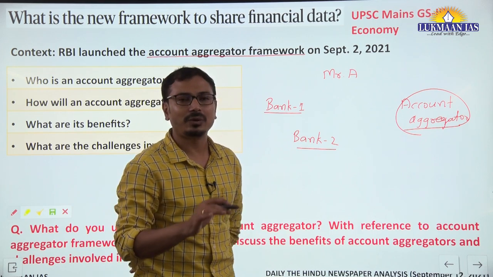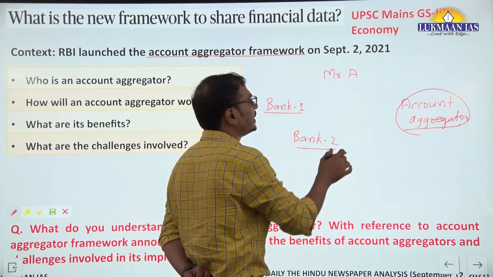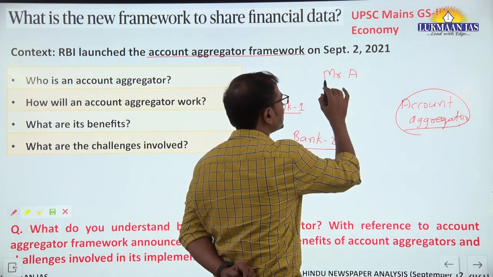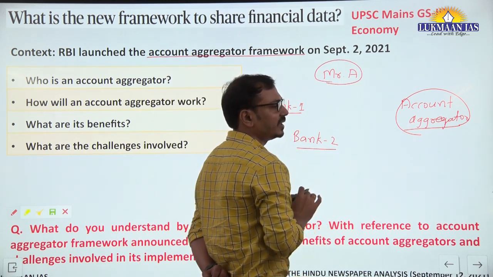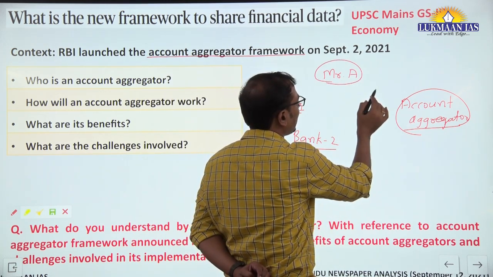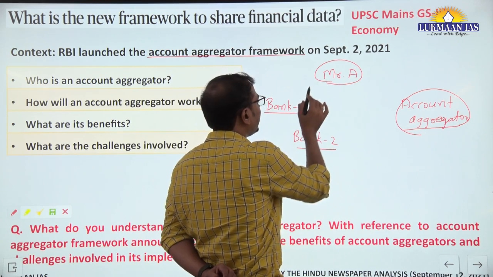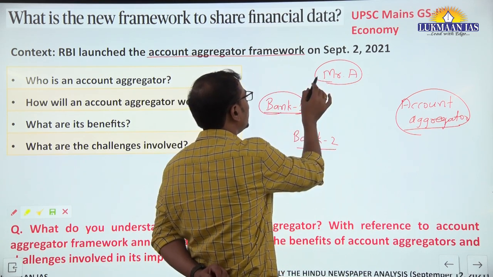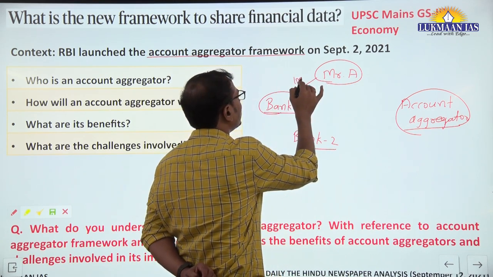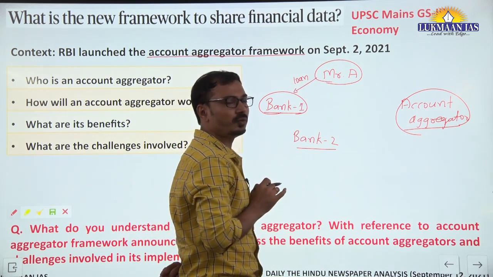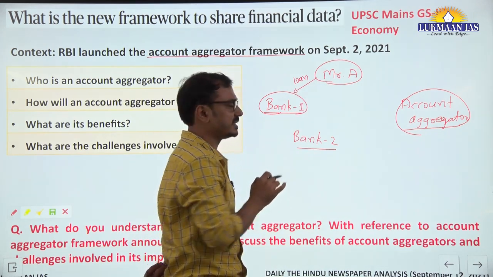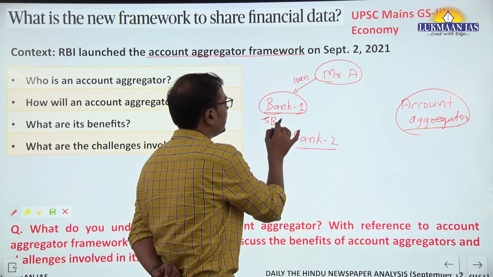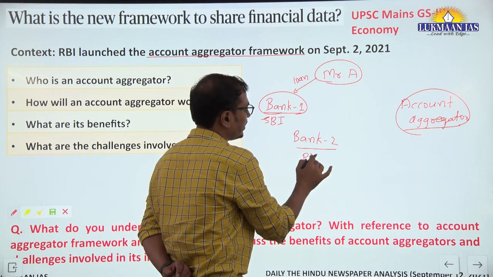Now the account aggregators will have the financial data of Mr. A. Okay, so what will happen when Mr. A will seek, suppose, a loan from bank 1, suppose this is SBI, suppose this is Punjab National Bank.